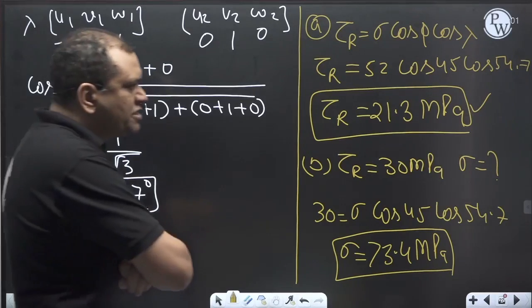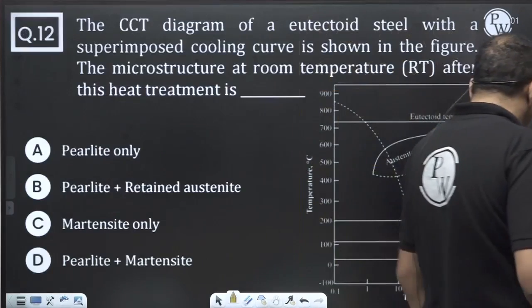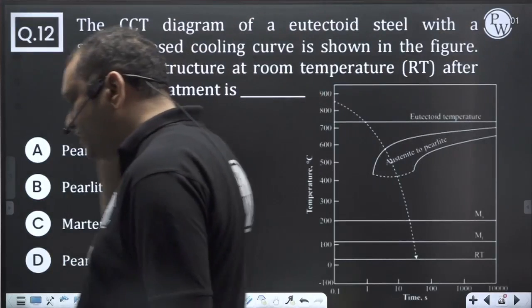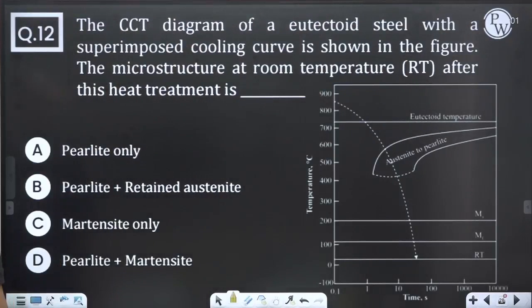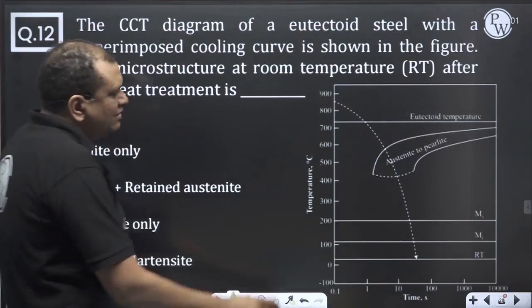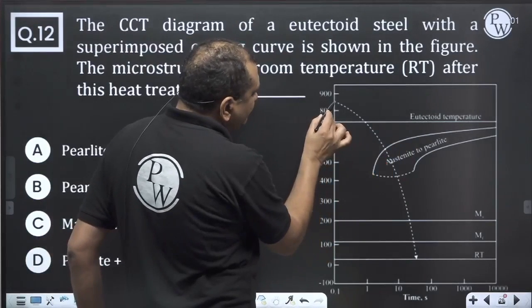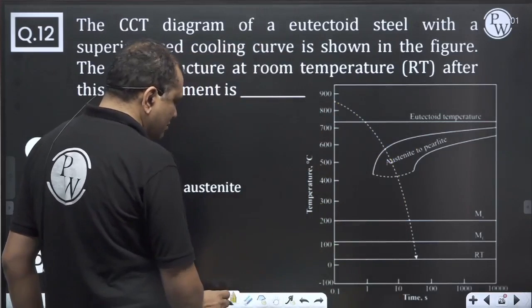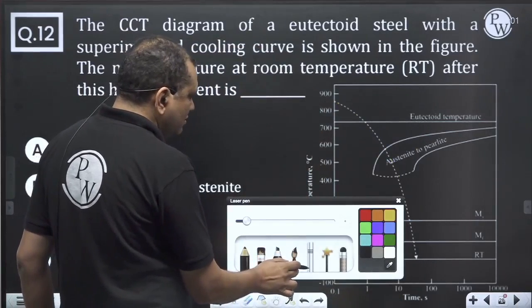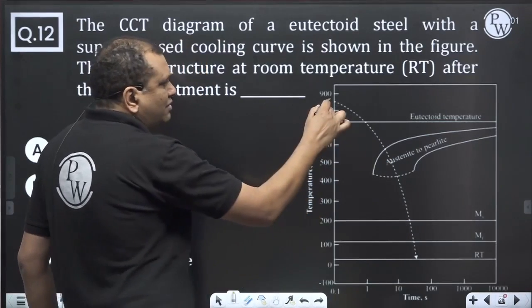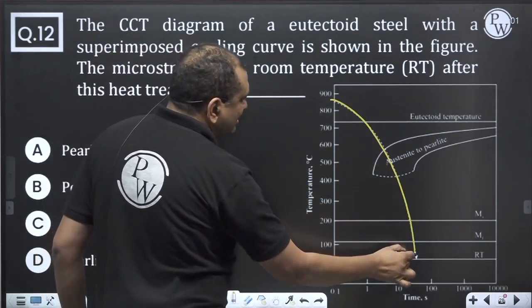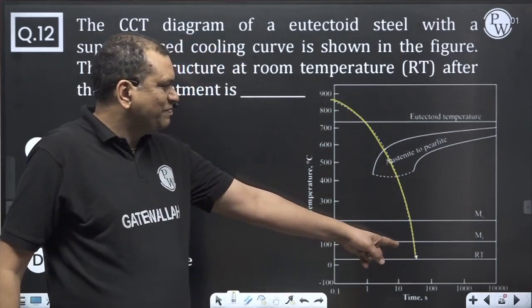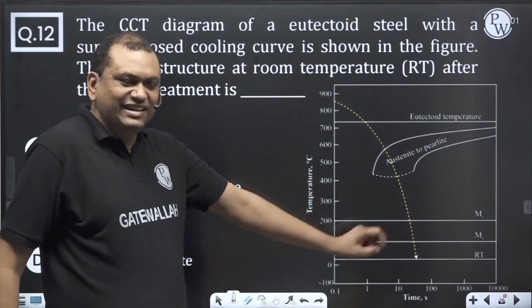Now the next three questions are very, very easy. Give me the answer here. It is based on the TTT diagram, a portion of the TTT diagram. If my cooling rate is like this, what will I get here? That is the answer.